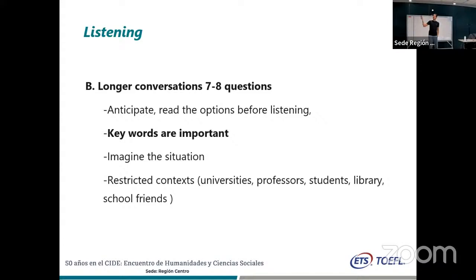So the first strategy is anticipate and read the options before listening. So again, we get the context. Before we listen, we have to get the context. And then pay attention to the keywords. Imagine the situation. And this is something positive to us, that they are restricted contexts. These are contexts that students know. Universities, professors, students, library, school friends, exams. All right. So by this, we get clues of the type of vocabulary we're getting.